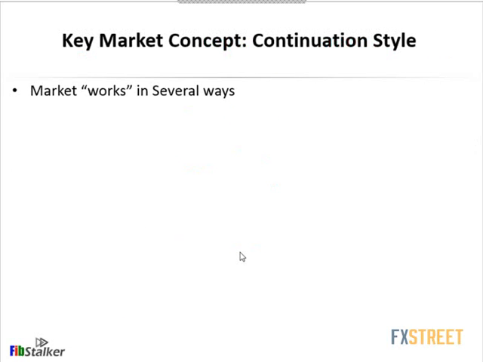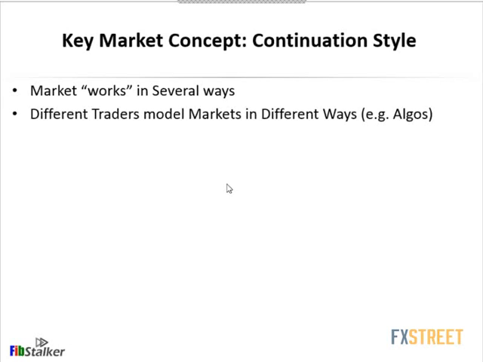So the market works in several ways. What I mean here is that it can be modeled in several ways. One of these is the continuation style, which is the focus of this set of presentations. Different traders model the market in different ways. For example, in the past I used the continuation style. I still believe it's a very good system. Today, though, I'm a little bit more precise, and I actually use the effects of algorithms on the high volume modern market, and those effects can be seen on all time frames.